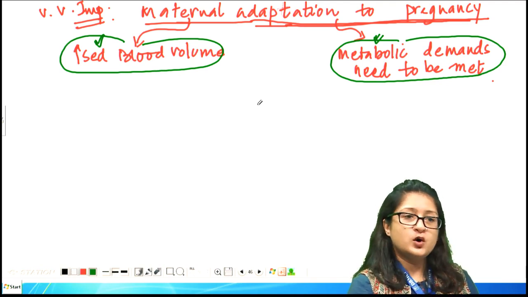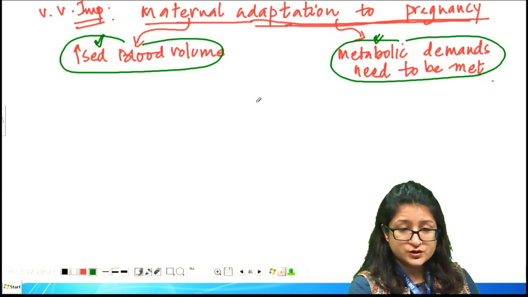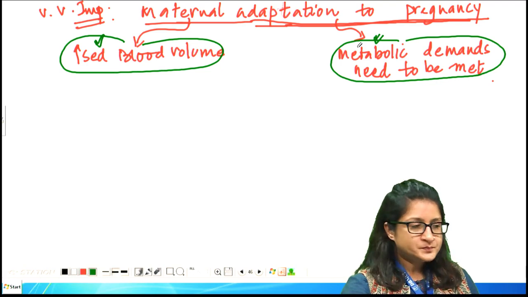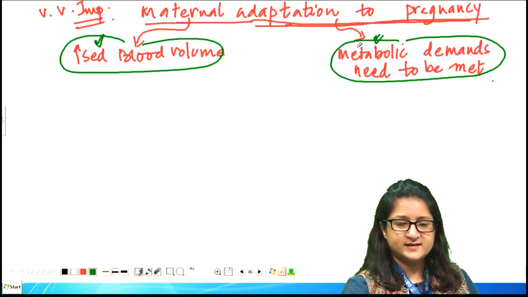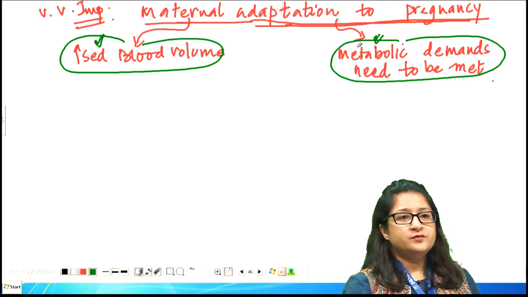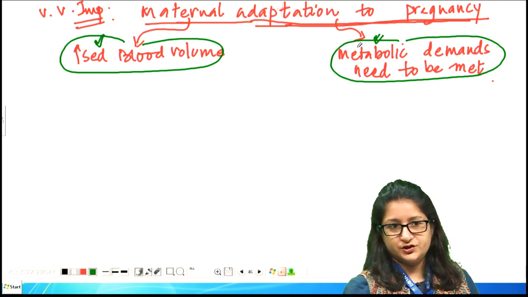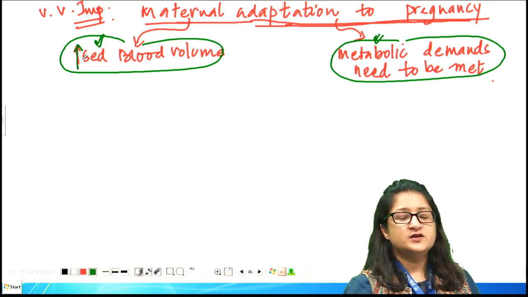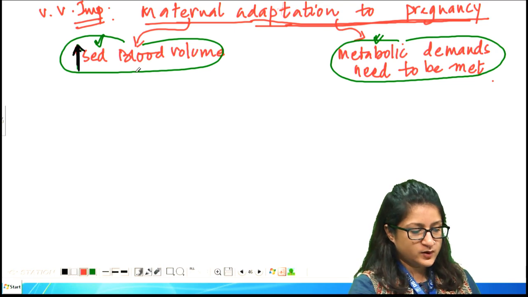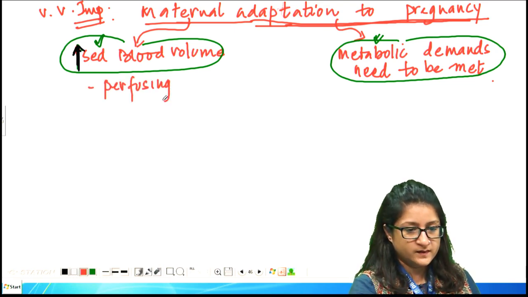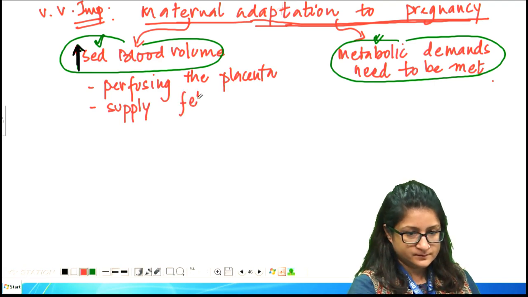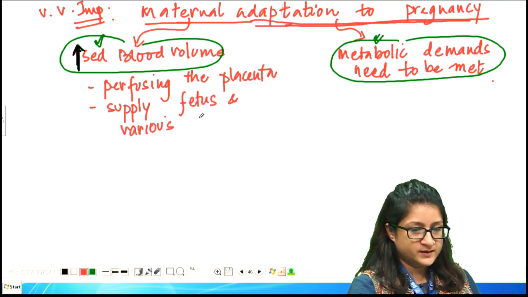And in each and every body system, for example, if you need more oxygen to meet the metabolic demands of the growing fetus, all the energy transfer processes, ions are transferred, tissues are growing, it needs oxygen, right? And to breathe more oxygen, it is the respiratory system which will undergo certain changes. And again, that oxygen needs to be transported via increased amounts of blood volume. Why is this increasing? Because it is perfusing the placenta, and it is also supplying the fetus and various organs where blood flow is increasing.